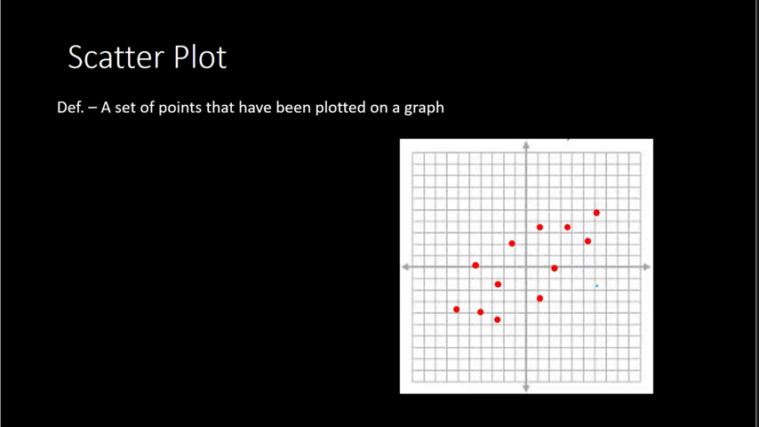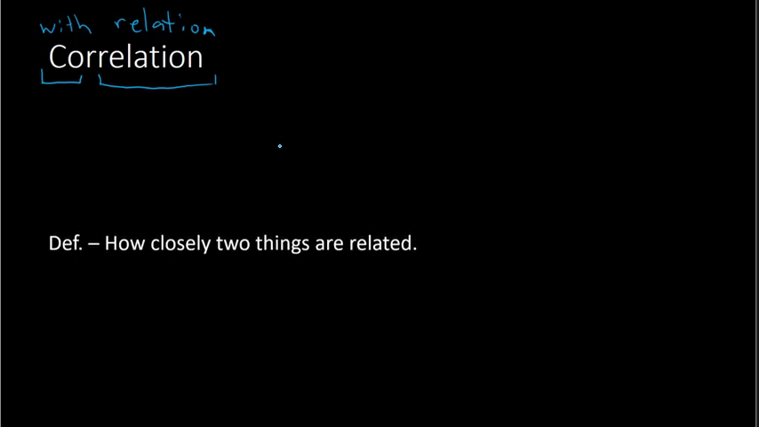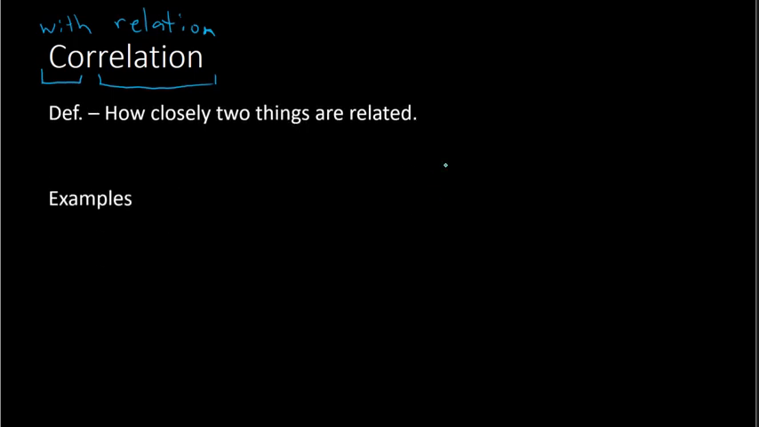Now with scatter plots, we can also tell a little bit about the correlation between the sets of data. Correlation simply means the amount of relationship between something. So we see with correlation the prefix co. Co means with. And then we see here relation. So this literally means with relation. So correlation, we can have different types of correlation, and it's how closely two things are related.